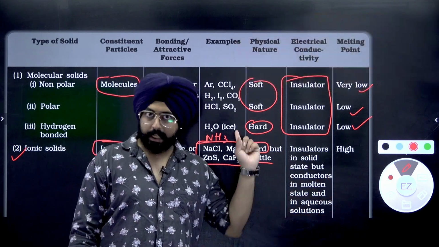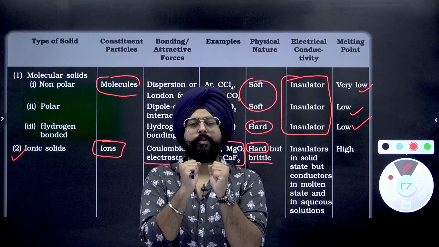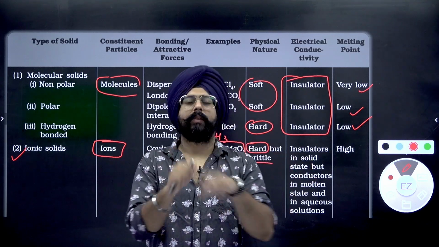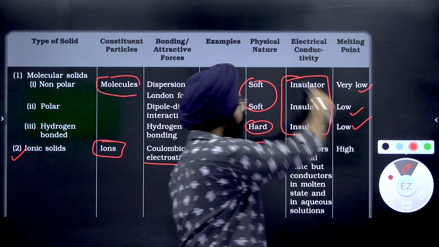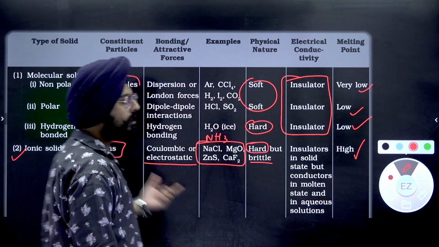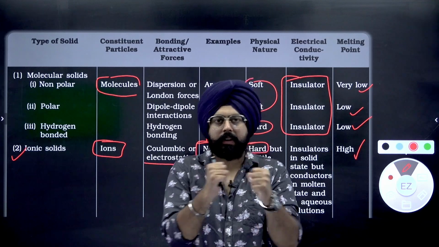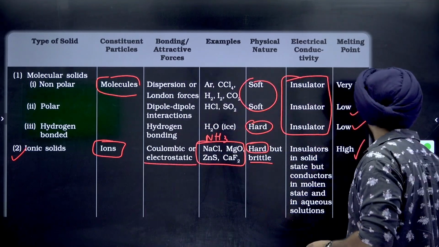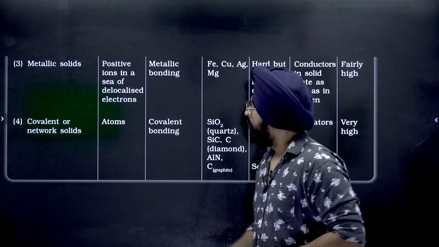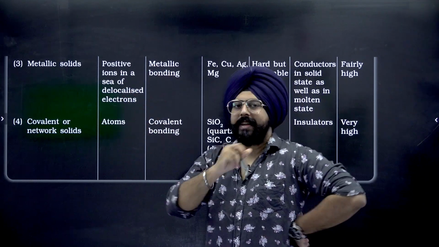In solid state, as we studied earlier, constituent particles are in fixed positions. They can't move around. They will move around only when you melt them or dissolve them in aqueous solutions. Fine. Melting points are high because ionic bonds are strong. So to take these constituent particles away from each other, to melt them, it's a little difficult. Okay, moving ahead. Metallic solids: positive ions in a sea of delocalized electrons.